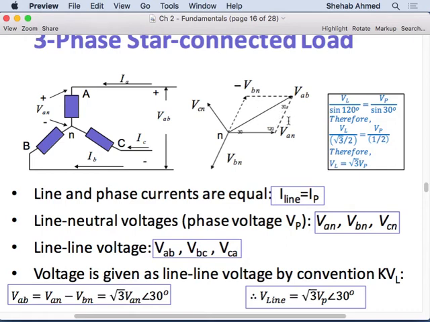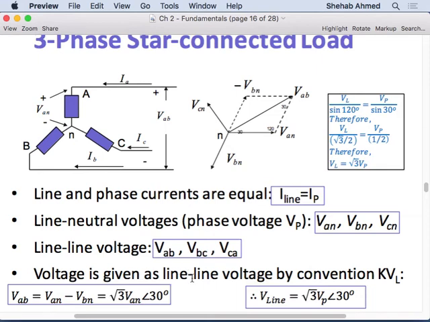Everybody's okay with that? And for currents, it's easy. The line current is equal to the phase current. So for a star-connected load, line current is equal to the phase current. Right? So line and phase currents are equal. Line-neutral voltages, which are the phase voltages, we typically call them VAN. So VA with respect to the neutral, VB with respect to the neutral, and VC with respect to the neutral point. And the line voltages, we call them VAB, VBC, and VCA.